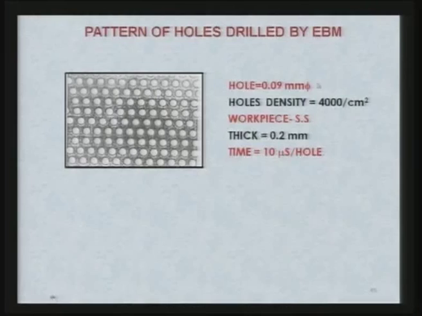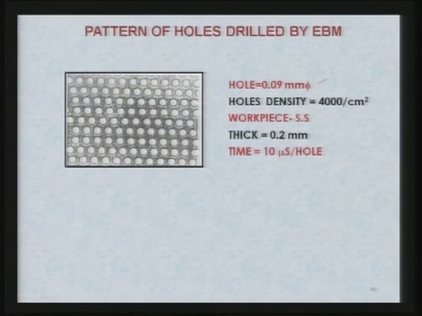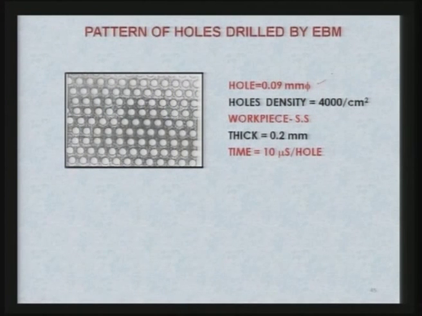Here you can see that the hole size is 90 micrometer and the hole density is 4000 holes per square centimeter, which is a very high density, and the workpiece material is stainless steel, and the thickness of the workpiece is 0.2 millimeter, that is 200 microns, and the total time taken is very small, 10 microsecond per hole.